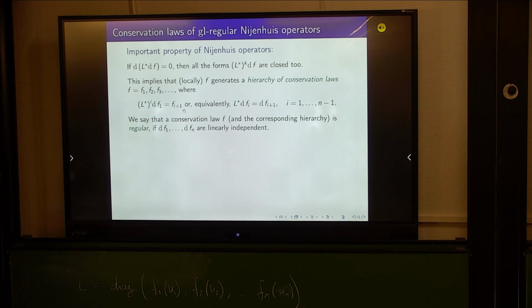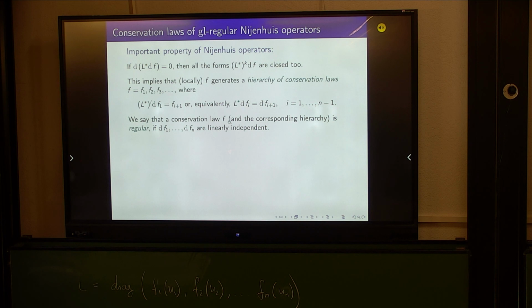So we can construct many of them. One more definition here. We will say that a conservation law is regular if, taking the first n terms of this hierarchy, the differentials of the first n functions are linearly independent. We will say that F is regular.